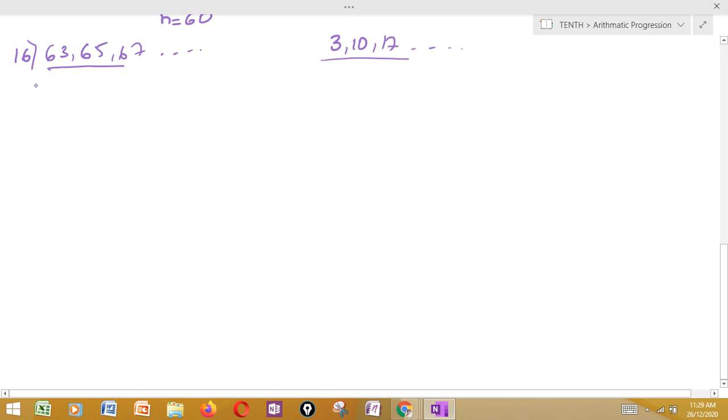So let us start the solution now. What is the first term of the AP? First AP, a is equal to 63. What will be d? a2 minus a1. What is a2? 65 minus 63. How much do you get? d is equal to 2. Now I need to find the nth position in both cases where the terms of the first and second AP will be the same.